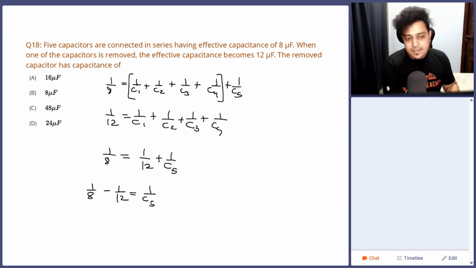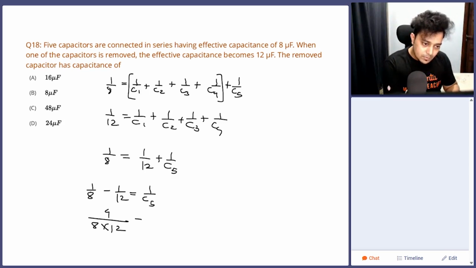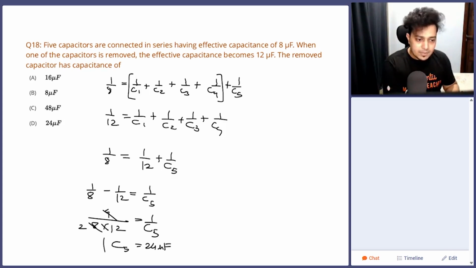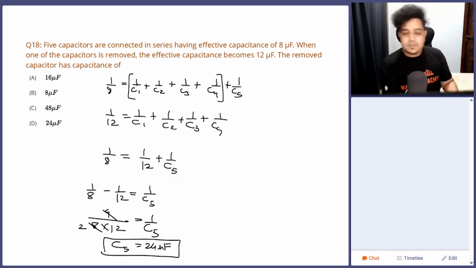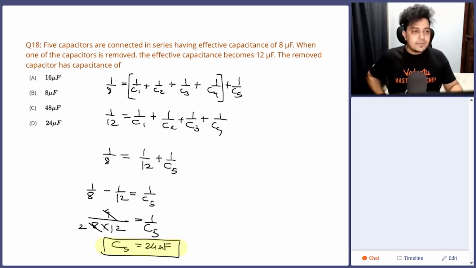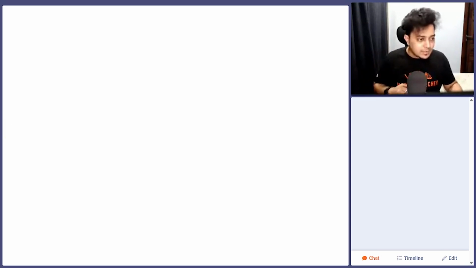This will be cross multiplied. So 4 in the numerator, 12 minus 8, 4 upon 8 into 12 is equal to 1 by C5. So this and this cancel. So that unknown capacitor will be 24 microfarad. Okay, C5 is just a name I have given. It could be any capacitor removed. That doesn't matter. Answer is 24 microfarad. So D is the correct answer. Clear? Let's go. Next question.